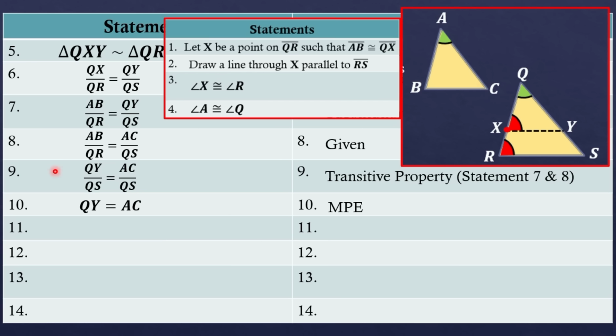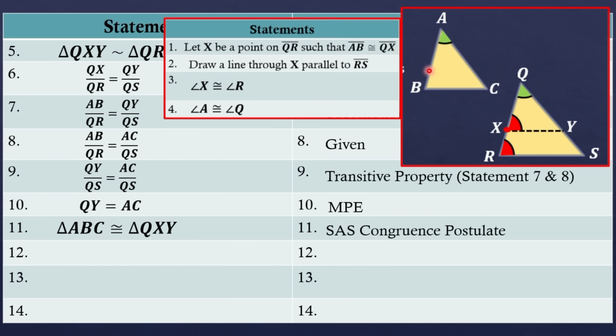Okay? And that is by multiplication property of equality. So pag minultiply po natin ito both sides by its multiplicative inverse which is QS, so pag tinimes natin to by QS and then ito rin po QS, so makakancel po ito. So may iwan na lang QY is equal to AC. And that is by MPE, multiplication property of equality. Next, we have triangle ABC is congruent to triangle QXY. So this is by SAS congruence postulate.